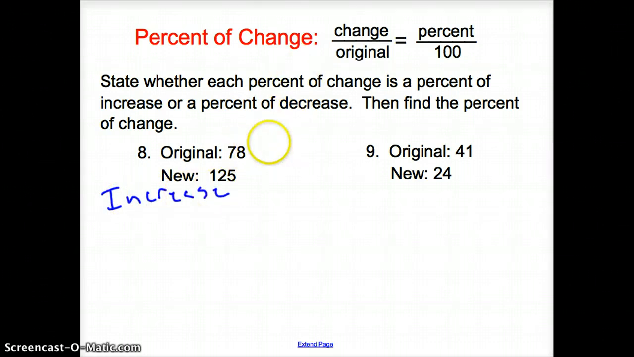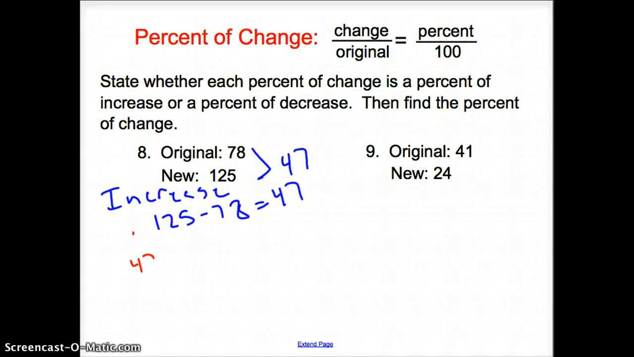Now the next thing we have to do is find our change from those two numbers. Positive or negative, we're going to keep the number positive, but we're going to go ahead and subtract them. 125 minus 78 is 47, I believe. Yes, it is. It's 47, right? So now that is going to be my change. So I'm going to put 47 in red. 47 over my original, which is 78, equals my percent, and I'm just going to label it P over 100.